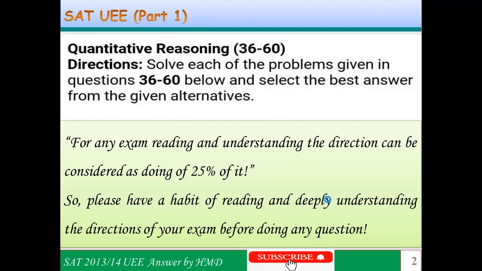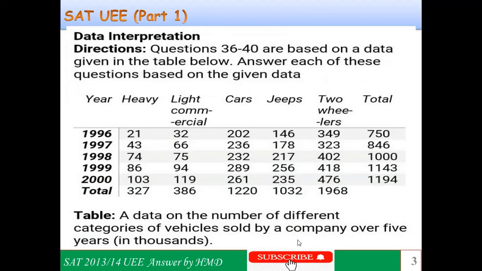Guys, for any exam, reading and understanding the direction can be considered as doing 25% of it. So, please have a habit of reading and deeply understanding the directions of your exam before doing any question. Okay, now let's get started.